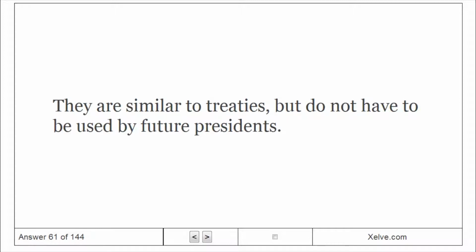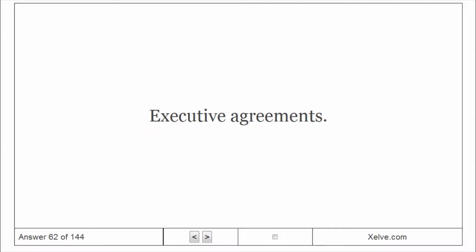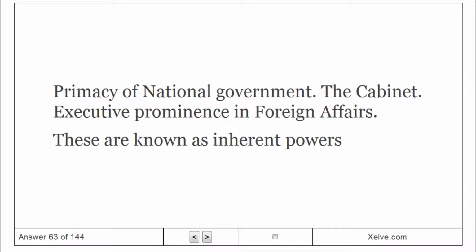They are similar to treaties, but do not have to be honored by future presidents. Example of an increase of presidential power at Congress's expense: executive agreements. Three precedents set by George Washington: primacy of national government, the cabinet, executive prominence in foreign affairs. Taking power not inherently given in the Constitution is known as what type of power? These are known as inherent powers.